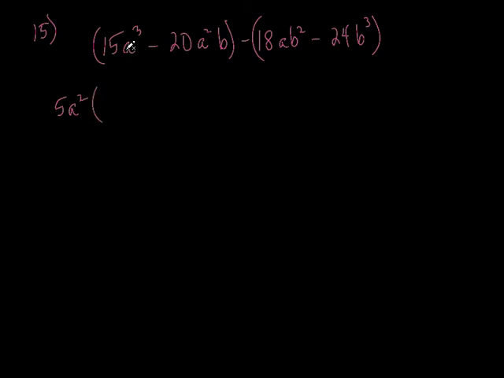So let's figure out what's left then. Remember, if we factor it out, we're just dividing, right? Taking this and dividing it by this. So 15 divided by 5 is 3. A cubed divided by a squared is a. Minus 20 divided by 5 is 4. A squared divided by a squared is 1. And you have a b left over. Just leave it like that.